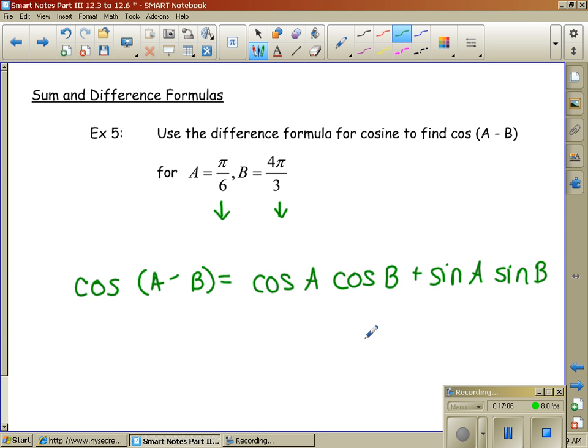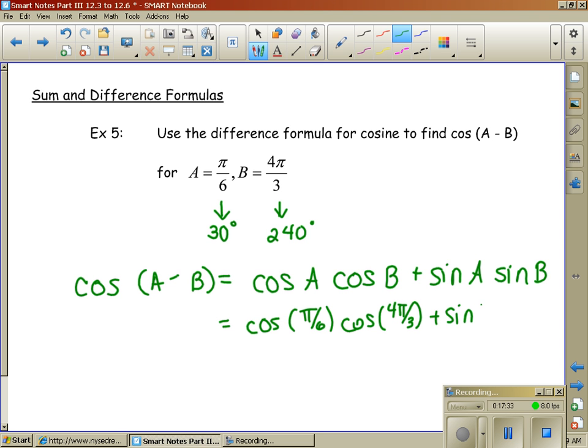So cosine A minus B, cosine A, cosine B, plus sine A, sine B. Now if you want, you can change this to degrees. I'm going to leave it in radians, but if you want, change that to 30, and change this to 240. Alright, so cosine pi over 6, cosine 4 pi over 3, plus sine pi over 6, sine 4 pi over 3.